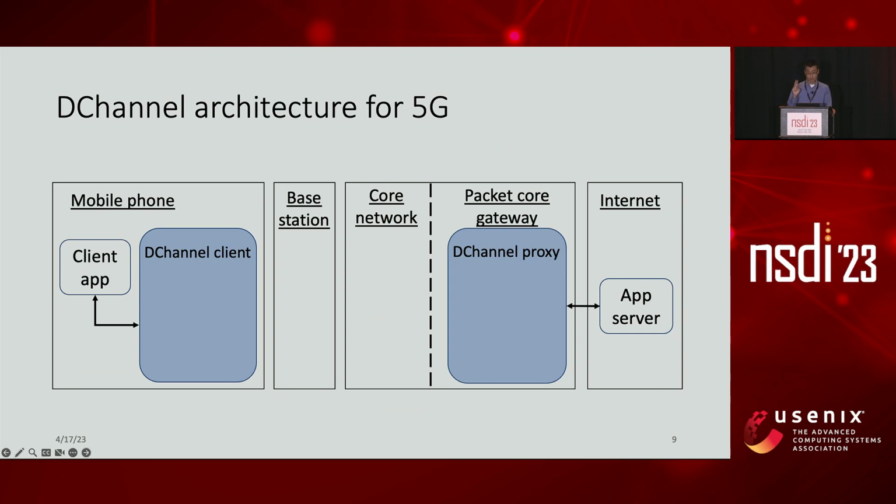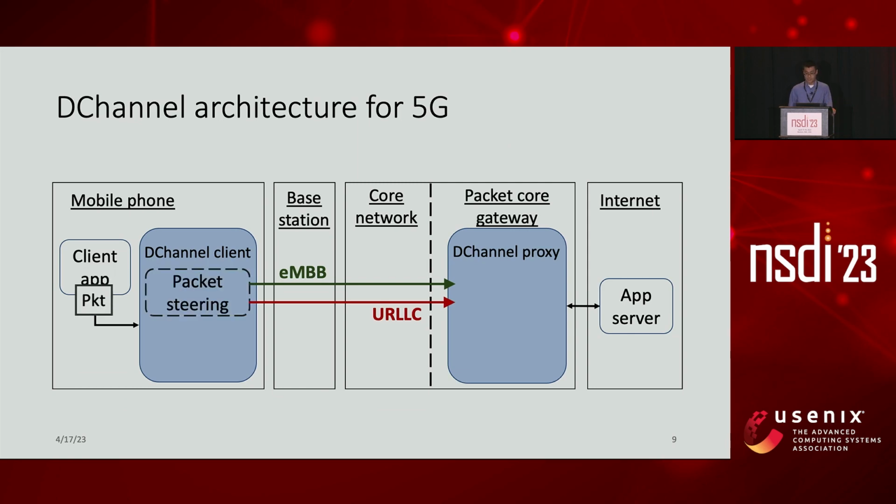There are two main components of DChannel: the DChannel client and the DChannel proxy. The DChannel client sits in the mobile phone, and the DChannel proxy sits in the packet core gateway in 5G. The client and proxy are connected with eMBB and URLLC, which span across the base stations and the core network. First, the DChannel client captures packets incoming from the client application and implements an algorithm to steer the traffic between those two channels.